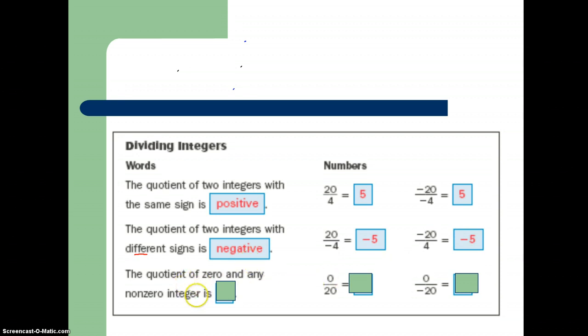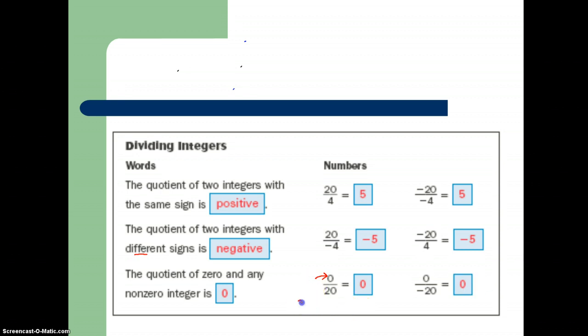The quotient of 0 and any non-zero integer is 0. This only works if the 0 is in the numerator. 0 divided by 20 is 0. 0 divided by negative 20 is also 0.